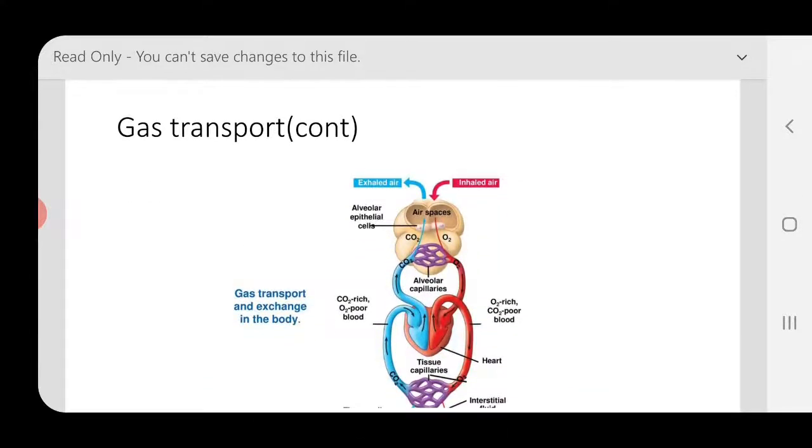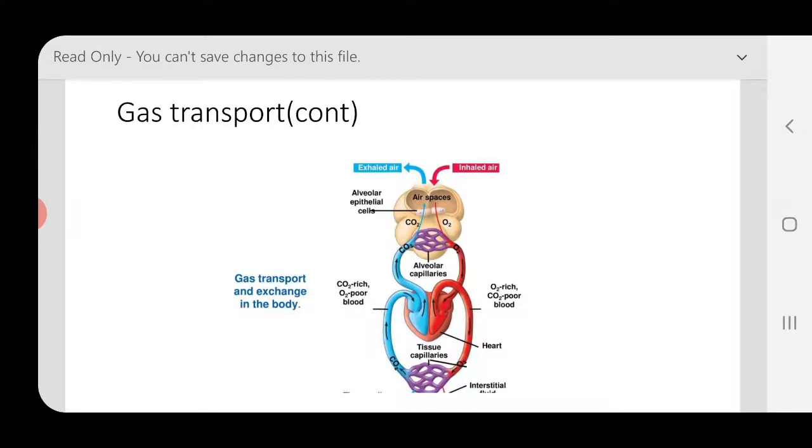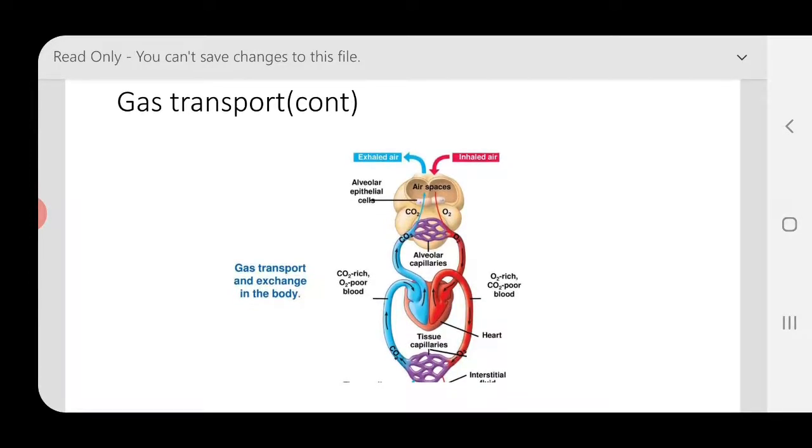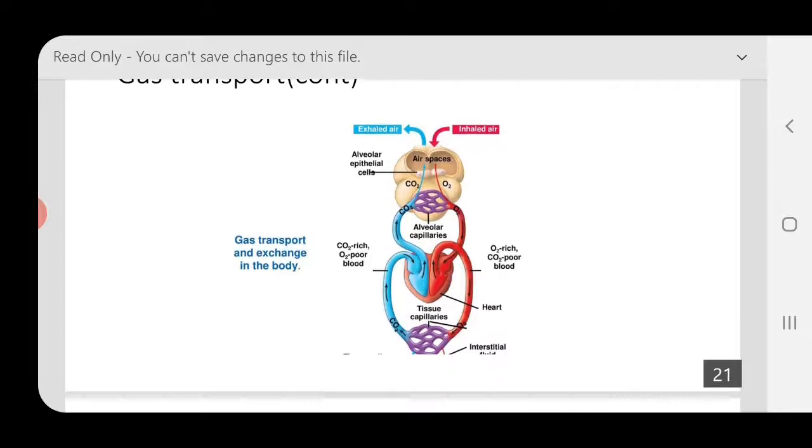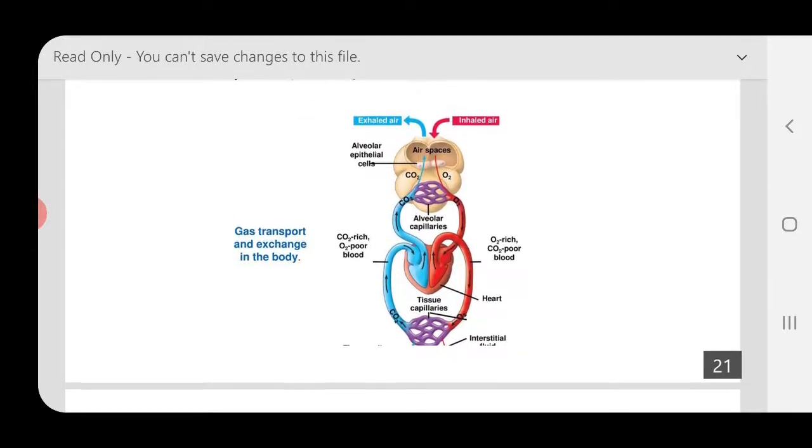And this figure shows a general process of gas exchange and transportation, inhaled and exhaled, which describes ventilation and breathing in general. And now we will go to the regulation of ventilation.